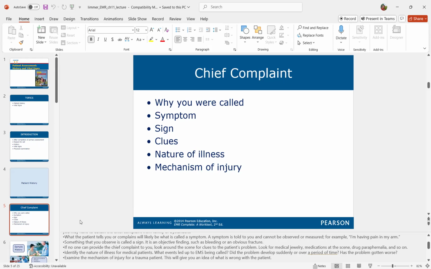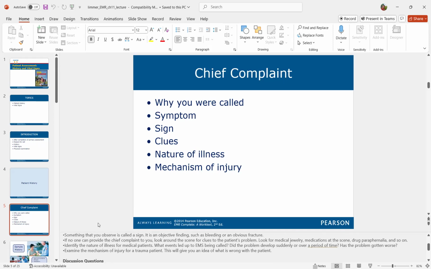For examining the mechanism of injury, this is typically, again, for trauma patients. This is going to give us an idea of what's wrong with the patient, how they got hurt, and what happened for them to call us.